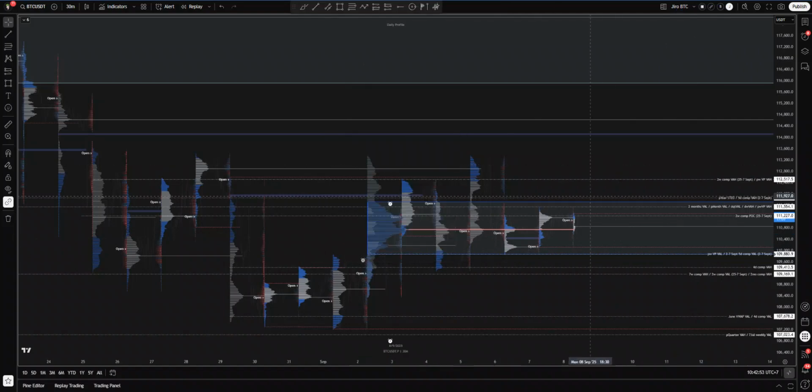Okay, so ranging rotational within this 5-day range. If it breaks, we could maybe only tag the 7-week and then deviate back inside again. Acceptance inside the 7-week composite value area high, then of course you know the drill, we're gonna go lower.